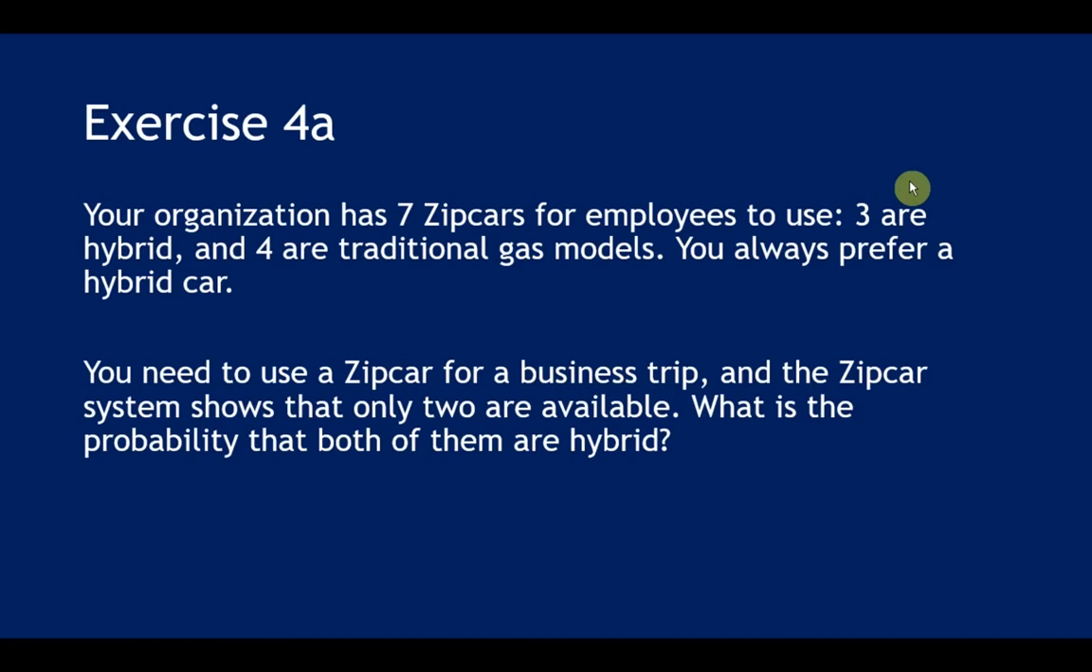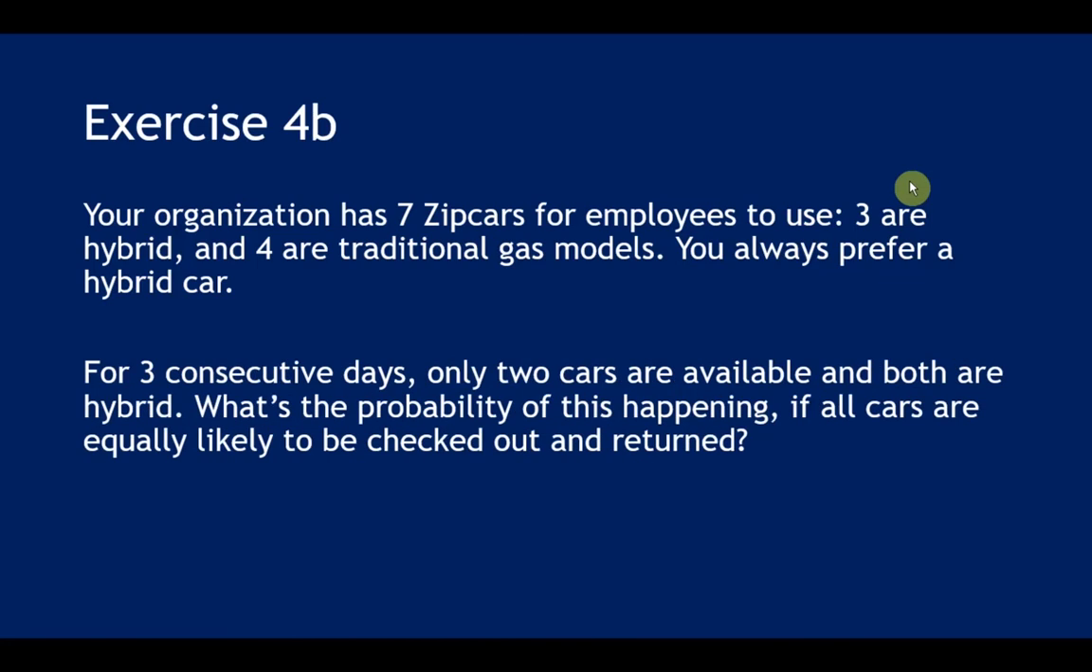Exercise 4 also has two parts. Your organization has 7 zip cars for employees to use. 3 are hybrid and 4 are traditional gas models. You always prefer a hybrid car. You need to use a zip car for a business trip, and the zip car system shows that only 2 are available. What is the probability that both of them are hybrid? In the second part, for 3 consecutive days, only 2 cars are available and both are hybrid. What is the probability of this happening if all cars are equally likely to be checked out and returned?